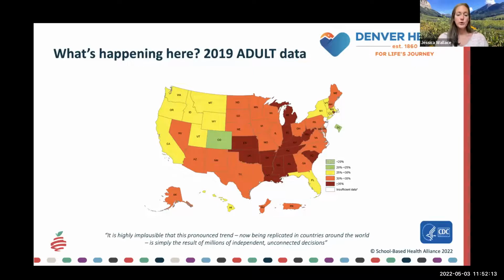And I read a cool quote one time that really resonated with me that said, it is highly implausible that this pronounced trend, which is now being replicated in countries around the world, is simply the result of millions of independent, unconnected decisions. And the point there is that you don't have this kind of profound change over time in a population just because people are making bad choices. There really is something larger at play.